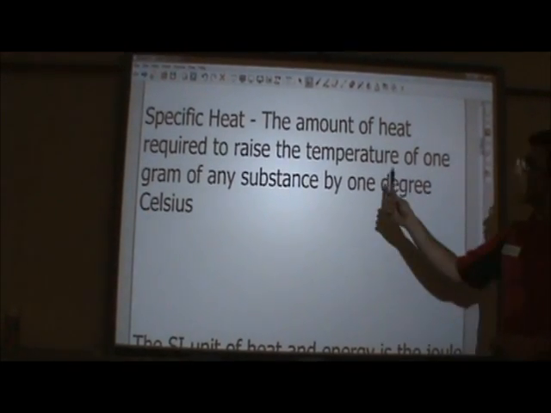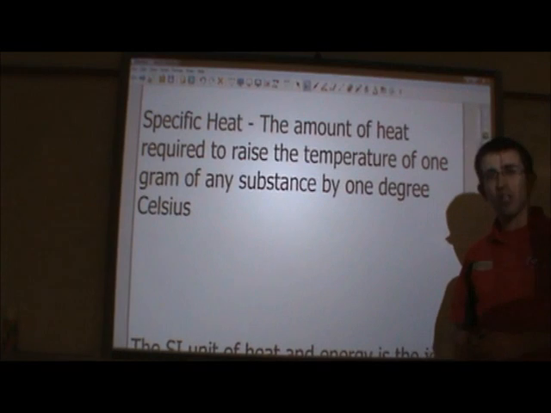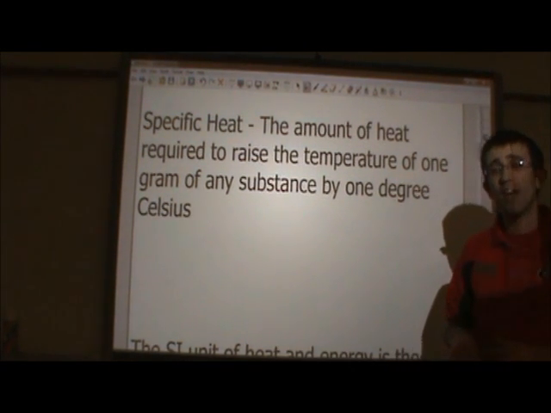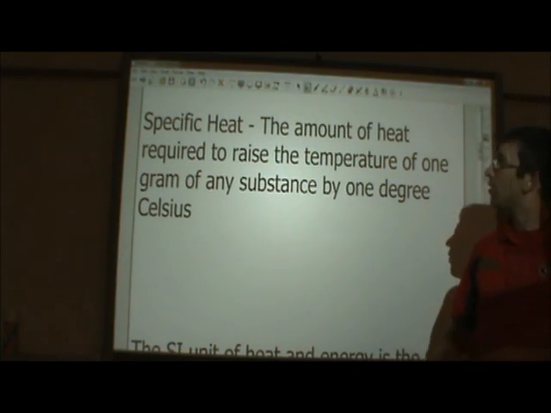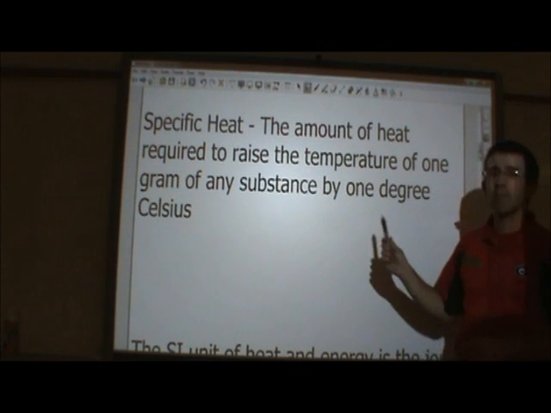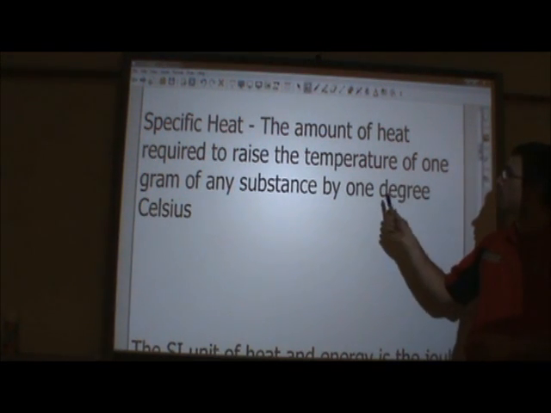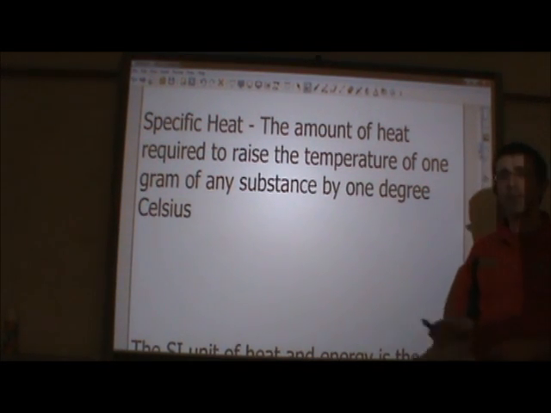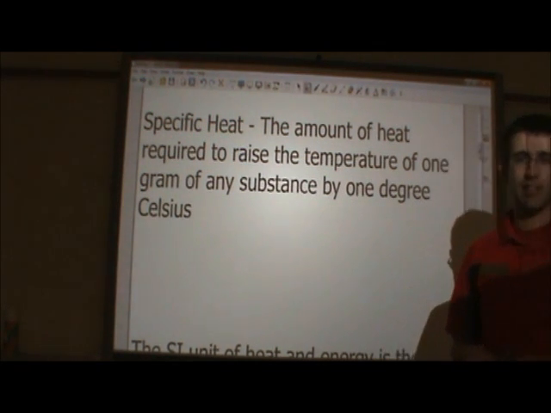Alright, next word is specific heat. Now I'm going to talk a little bit more about specific heat. It's part of an equation we'll be using, so I'll just let you get this down. It's the amount of heat required to raise the temperature of 1 gram of any substance 1 degree Celsius.